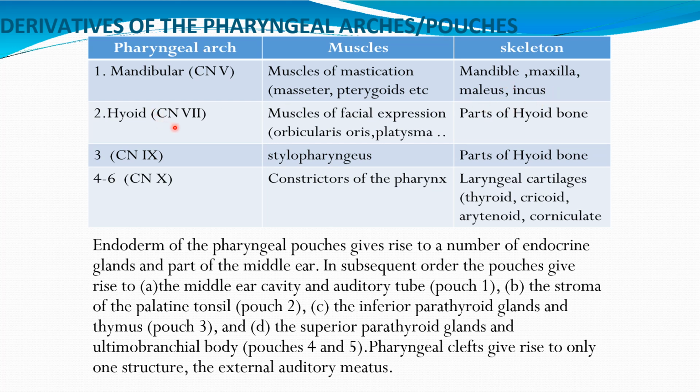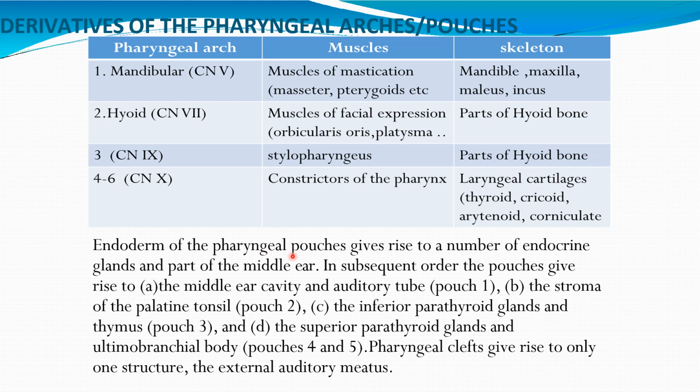Then we also have the hyoid arch, which has cranial nerve number 7. The muscles it has are the muscles of facial expression, the epicranius, the platysma, and the skeleton it has is parts of the hyoid bone. Then we have the pharyngeal arch that contains cranial nerve number 9, which has the muscle stylopharyngeus, and the skeleton has parts of the hyoid bone. Then you also have pharyngeal arches 4 to 6, with cranial nerve number 10. The muscles it has are the constrictors of the pharynx. Then the skeleton has the laryngeal cartilages, the thyroid, cricoid, the arytenoid and the corniculate.